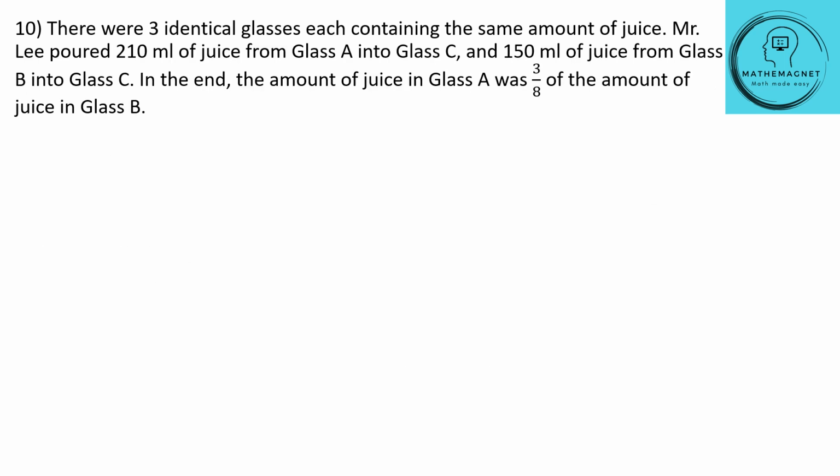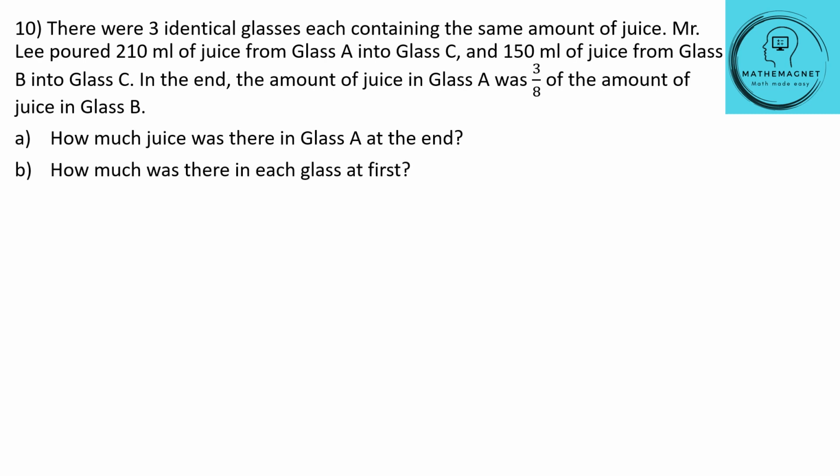Question number 10. There were 3 identical glasses, each containing the same amount of juice. Mrs. Lee poured 210 ml of juice from glass A into glass C and 150 ml of juice from glass B into C. In the end, the amount of juice in glass A was 3 by 8 of the amount of juice in glass B. Question A. How much juice was there in glass A at the end? And question B. How much was there in each glass at first?